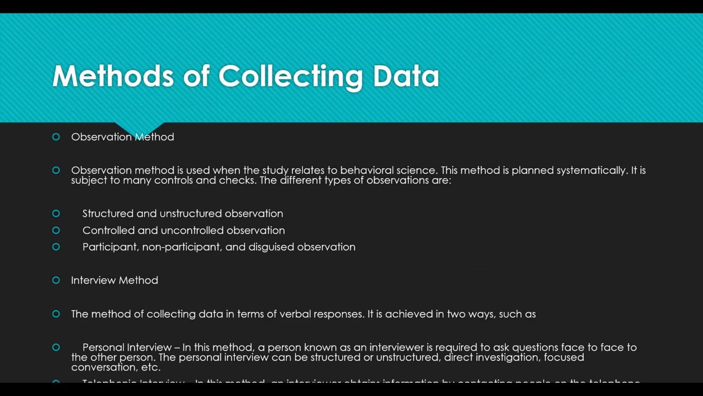The first method of collecting data is the observation method. The observation method is used when the study relates to behavioral science. This method is planned systematically. It is subject to many controls and checks. The different types of observations are structured and unstructured observation, controlled and uncontrolled observation, and participant, non-participant, and disguised observation. So observation means studying something in detail.